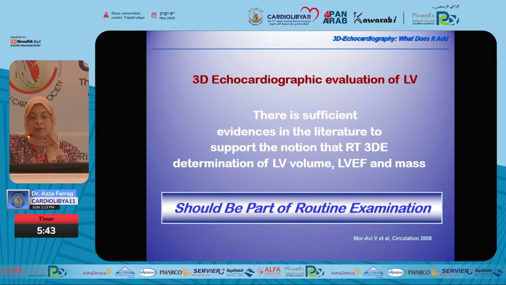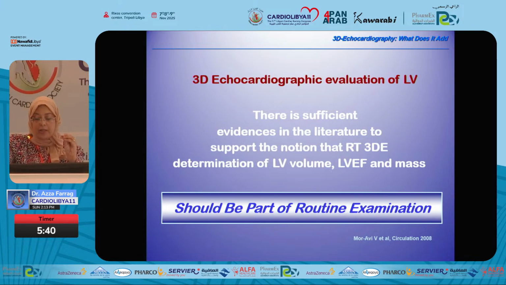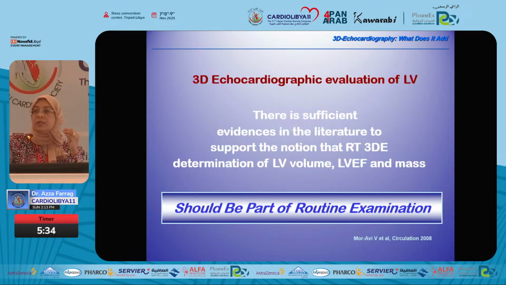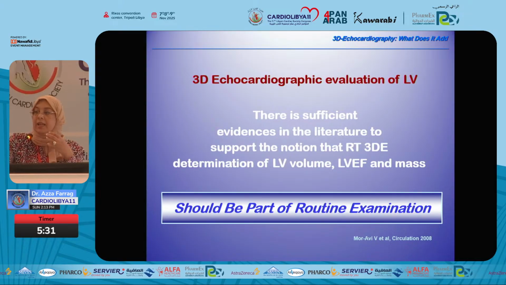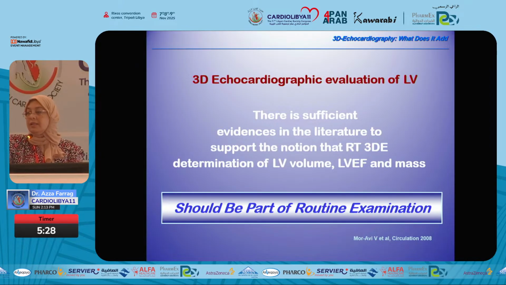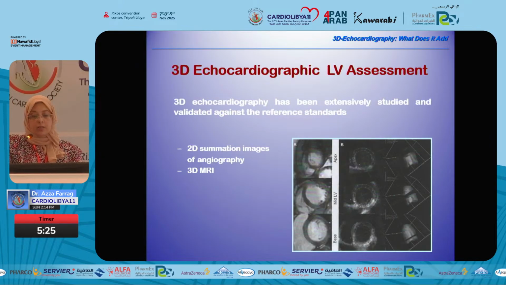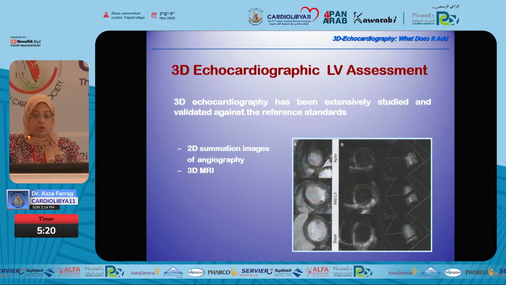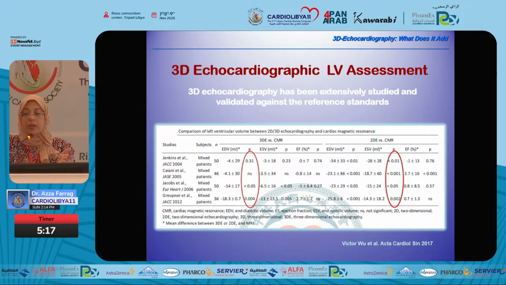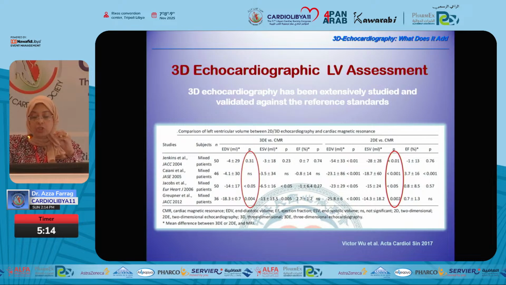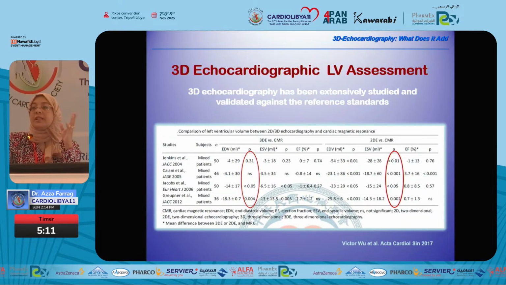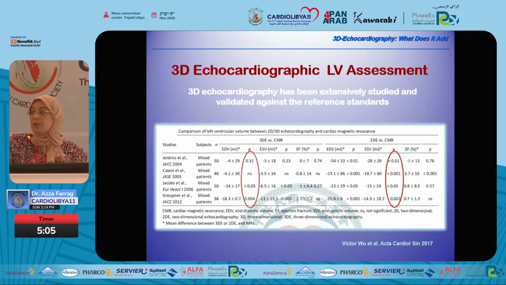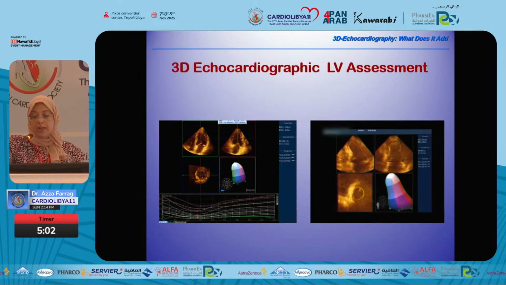So, three-dimensional evaluation of the left ventricle has sufficient evidence in the literature to support that it should be part of routine daily practice, because it's easy to capture the imaging and it doesn't need a transesophageal probe. These images correlate with two-dimensional summation images of angiocardiography and three-dimensional MRI, and you can see here that 3D versus CMR shows no significant difference, but with 2D there is a significant difference between the two-dimensional volume estimation and the CMR image estimation.